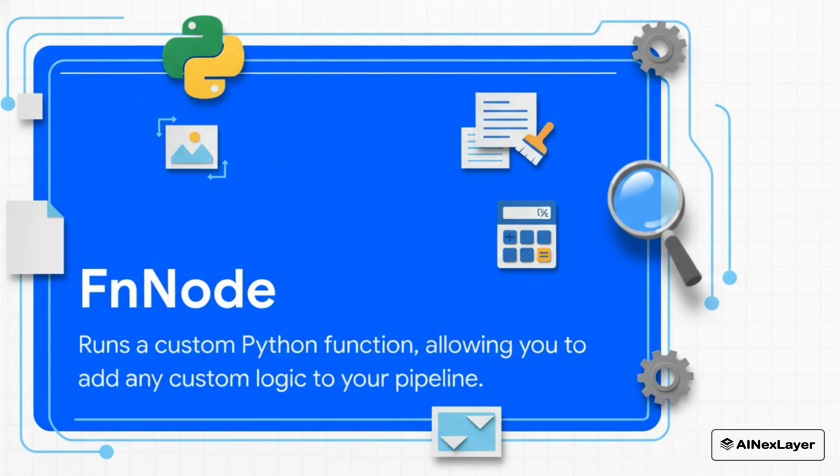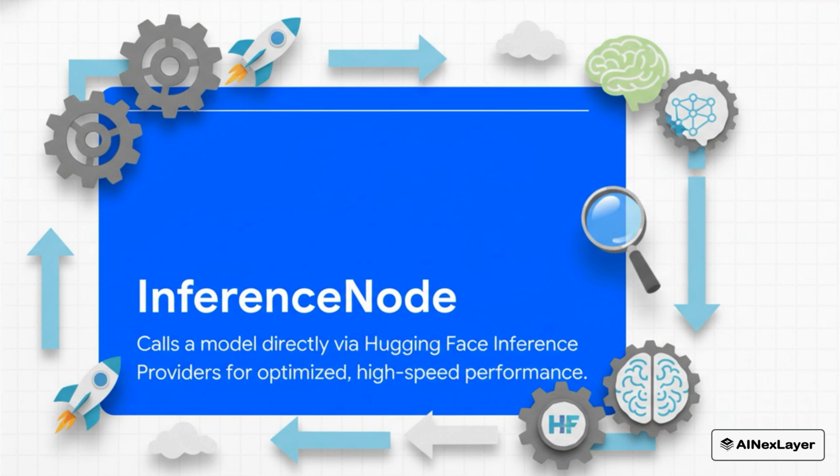This is for all that little custom stuff you need to do. Maybe you need to resize an image before you pass it to the next model, or clean up some text, or do some kind of calculation. You just write a normal Python function, wrap it in an FN node, and it slots right into your workflow. Total flexibility.